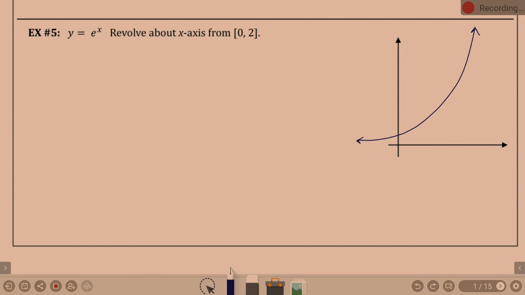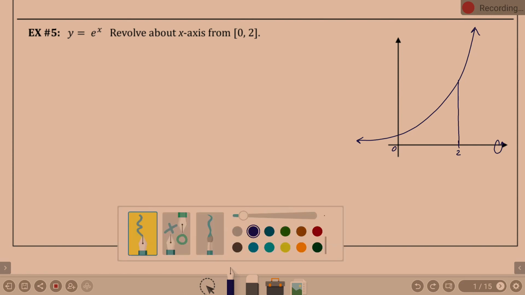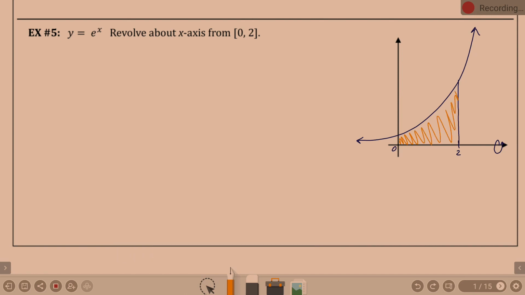Okay, so it's this, revolving about the x-axis. So that's this one right here, from 0 to 2. If it's saying revolving about the x-axis from 0 to 2, that's saying from 0 to 2. Okay, so that means that piece right there. So I'm looking at that piece.